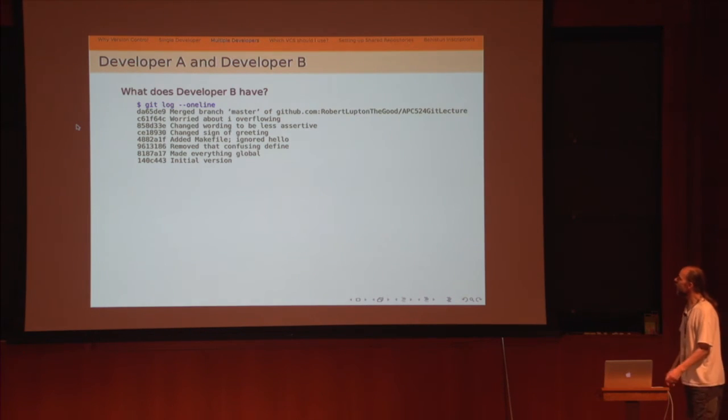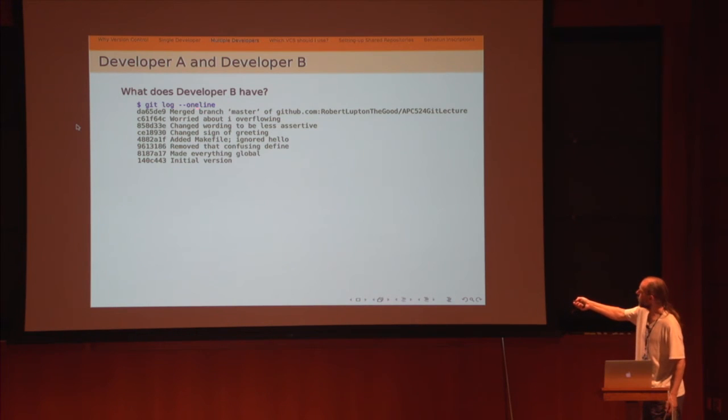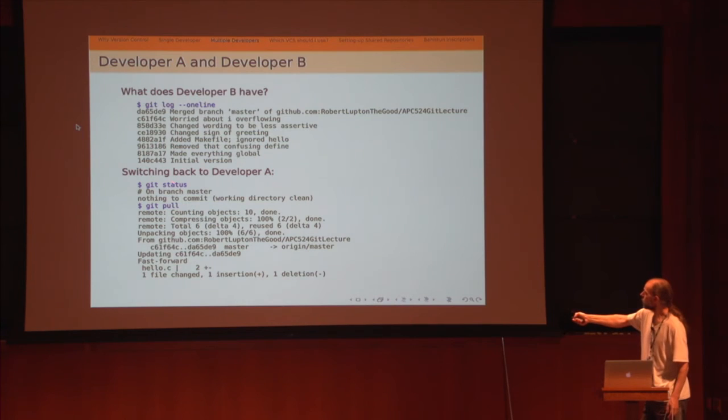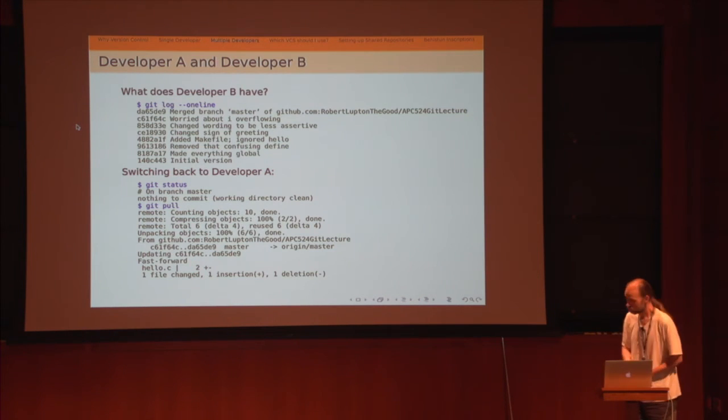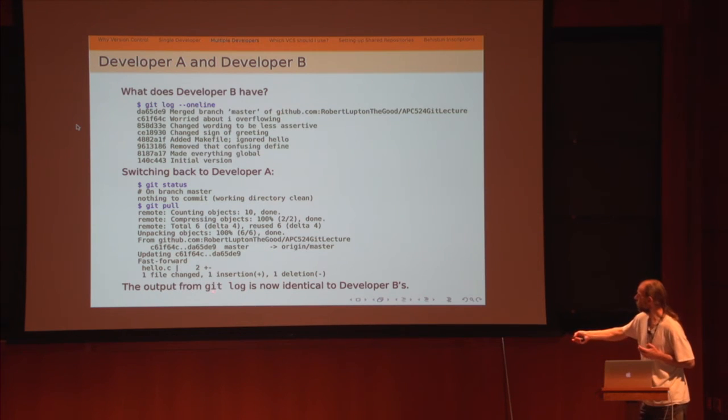What does developer B have? Well, this is what developer B has when they do a log one line. Switching back to developer A, we do a git status, we do a git pull, and it says fast forward, we're going to pull things in, and that's just great, no complaints. So we have successfully now got an identical output.